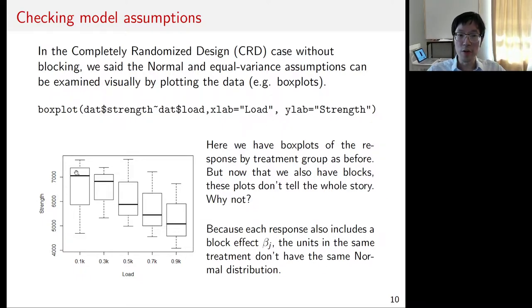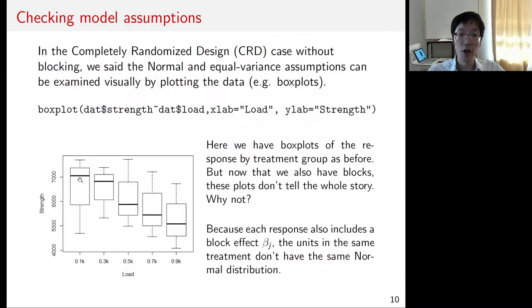However, these box plots themselves in the randomized block design case do not tell the whole story. And why is that? Here I have box plots by each treatment group. The reason is when we look at the equation for Yij, the equation for the response in the randomized block design, the mean for Yij is not just mu plus the treatment effect, it is mu plus the treatment effect plus the block effect. And so there's a block effect hidden in these strength values.